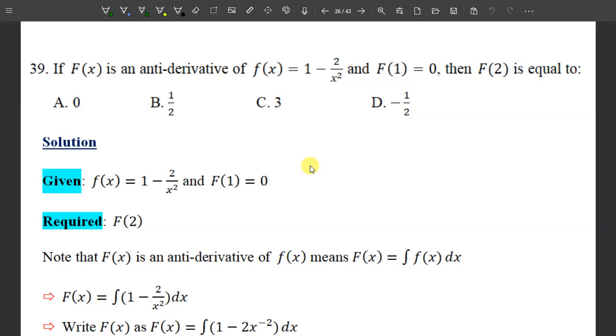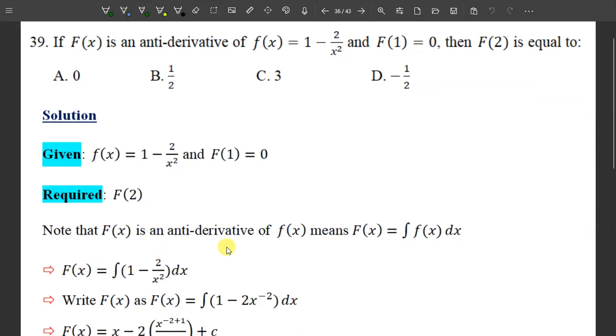Now let us begin. What are given? f of x is equal to 1 minus 2 over x squared is given, and also capital F of 1 is equal to 0 is also given. And another given is, we have been told here, capital F of x is an antiderivative of the small f, and therefore what is required again? F of 2.